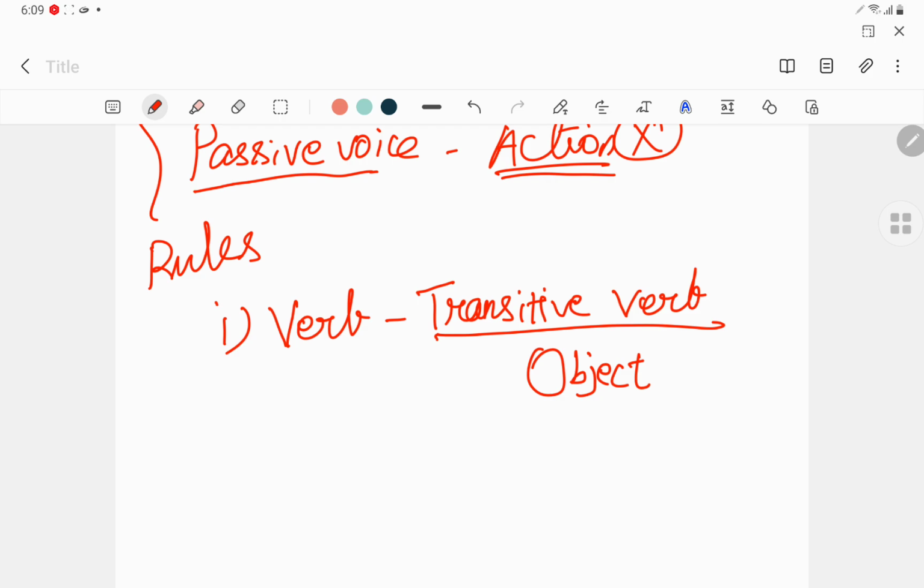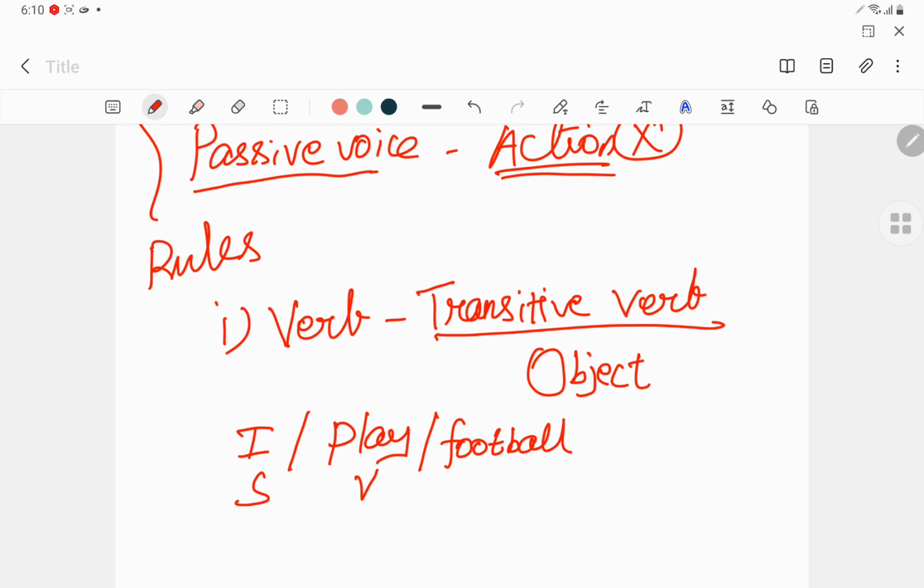For example, here I will write one sentence. Okay, I play football. I is the subject, play is the verb. If you know the sentence patterns, finding the transitive and intransitive verb is very easy. So here, is play a transitive verb or an intransitive verb? How do you find that? I play football. So here what is the question?